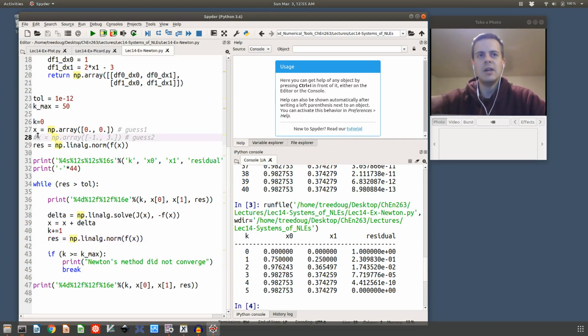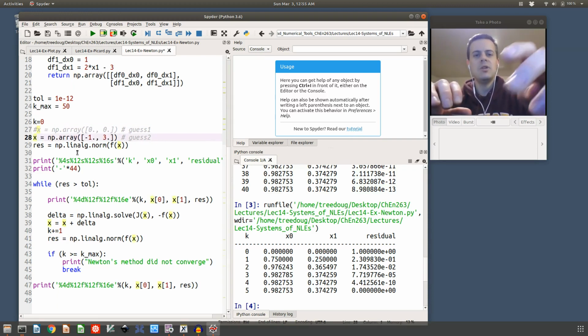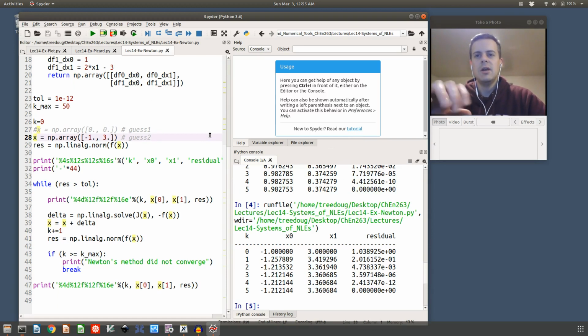Notice that if I change my guess on Newton's method to one that's minus 1, 3, which is close by that other point, I can run this one again, and out I get the other root. Now I have minus 1.2 and 3.36, and that's what I get.